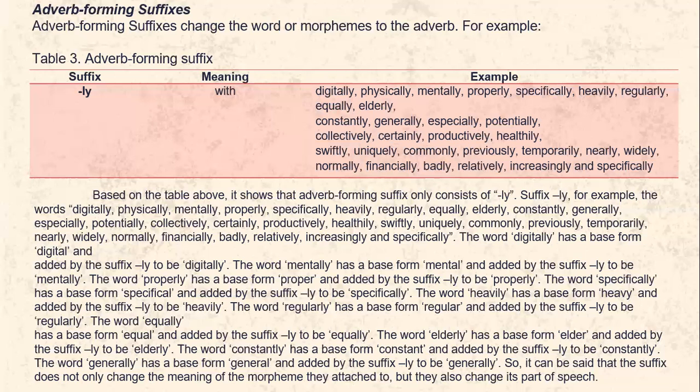The word elderly has the base form elder and is added by the suffix -ly to be elderly. The word constantly has the base form constant and is added by the suffix -ly to be constantly. The word generally has the base form general and is added by the suffix -ly to be generally. So it can be said that the suffix doesn't only change the meaning of the morpheme they attach to, but they also change its part of speech. Next slide, please.